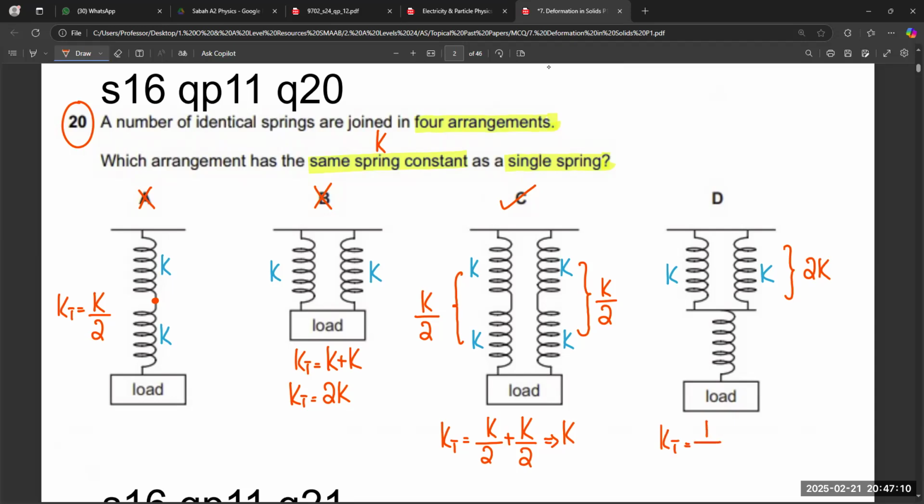So it will be 1 over 2K plus 1 over K. So it is also not possible because the answer will be greater than 1K, right? So C is the right answer for this question.